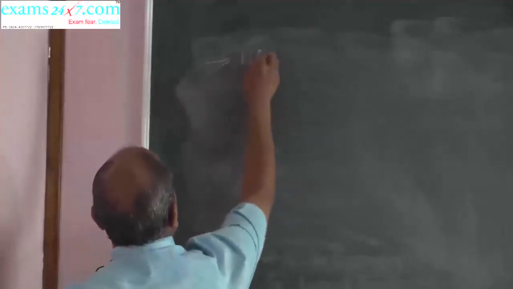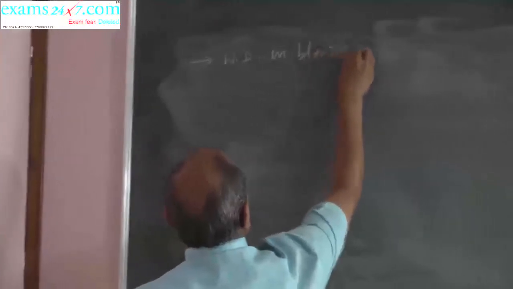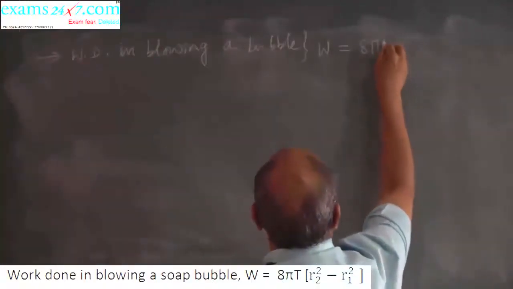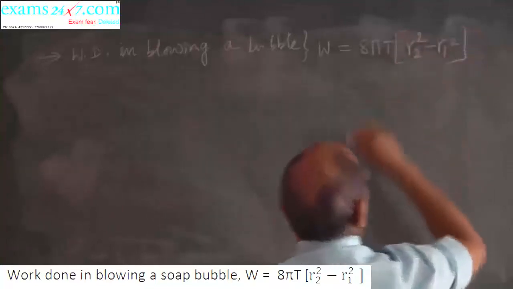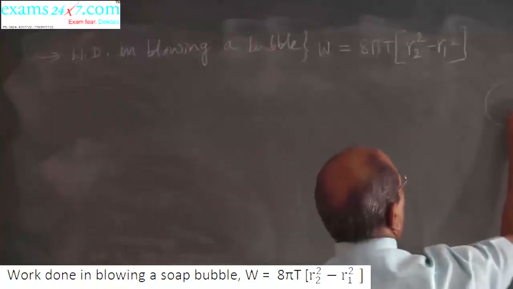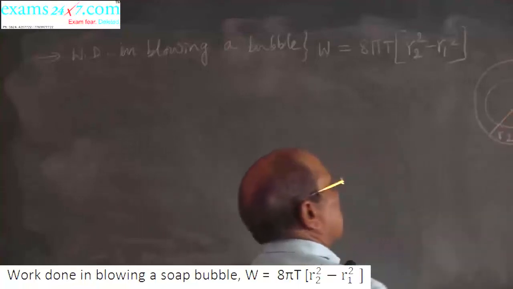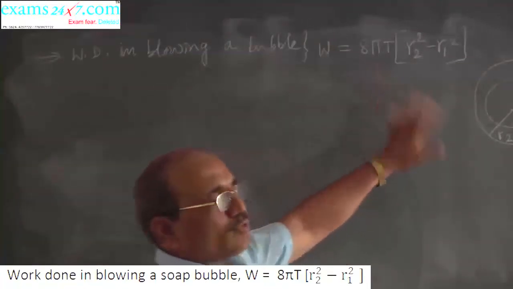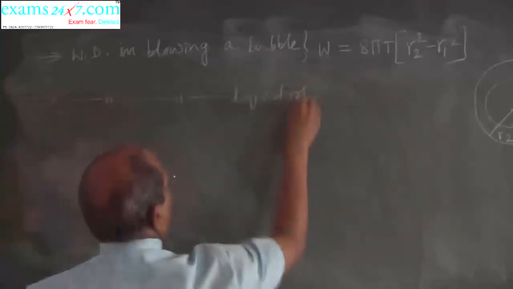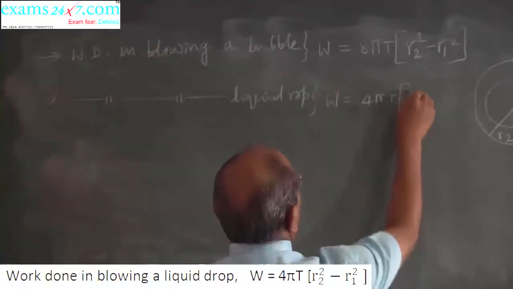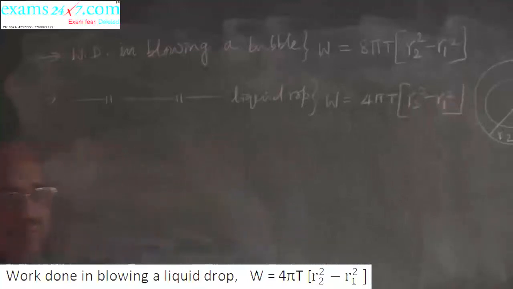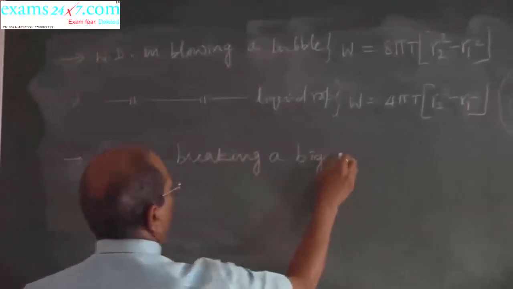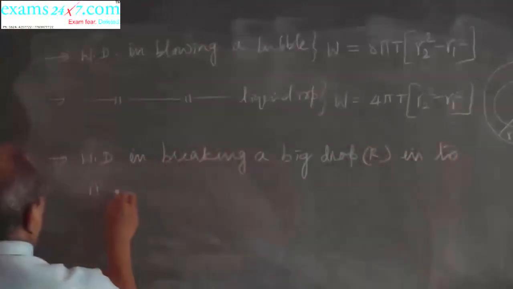Coming to the third, work done in blowing a soap bubble. If you take 8 pi T into R2 square minus R1 square. Earlier it had the radius R1, now the new radius may be R2. Work done in increasing the surface area is nothing but the difference of the two areas. Additional work done is 8 pi T into R2 square minus R1 square. If it is for the liquid drop, then work done is equal to 4 pi T into R2 square minus R1 square.